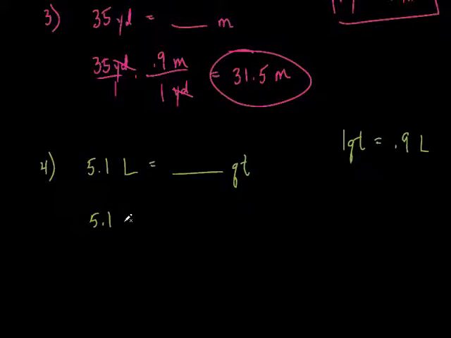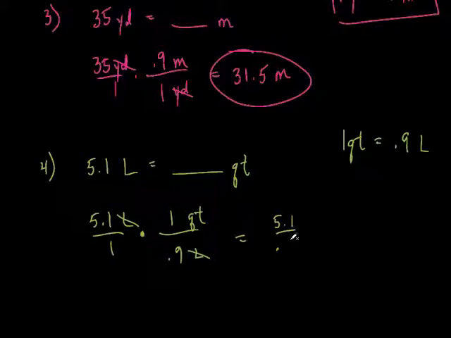So 5.1 liters, put it over 1, times the unit multiplier. Liters is on the top, so liters are going to be on the bottom. I'm going to change it to quarts. Now, what goes where here? 1 goes with which one? The quart, and the 0.9 goes with the liters. So make sure you put it in the right spot. So now we have another division problem. Right? And look what happens. The liters cancel out. So it's 5.1 divided by 0.9.